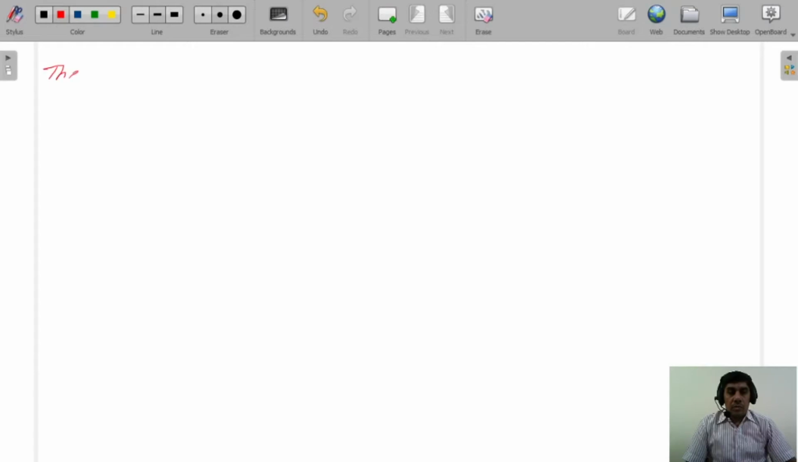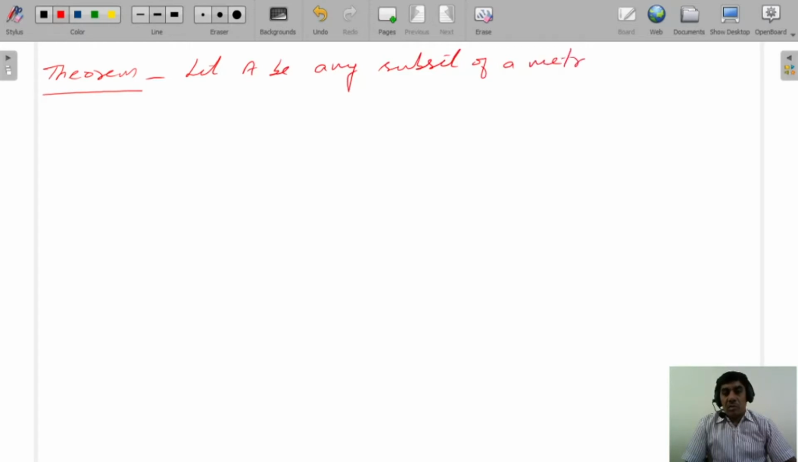Theorem. Let A be any subset of a metric space (X, d), then A closure is a closed set.